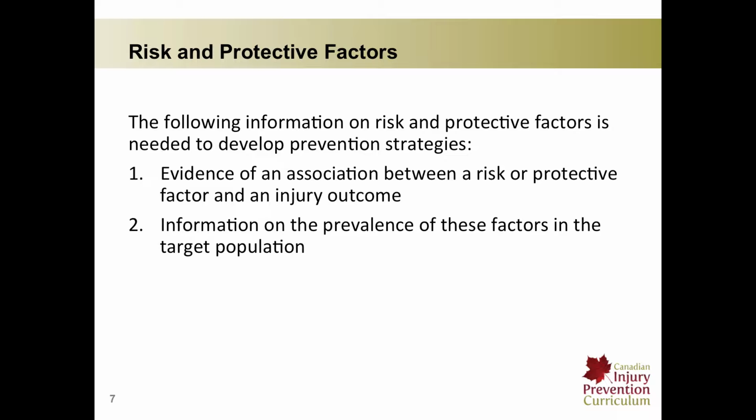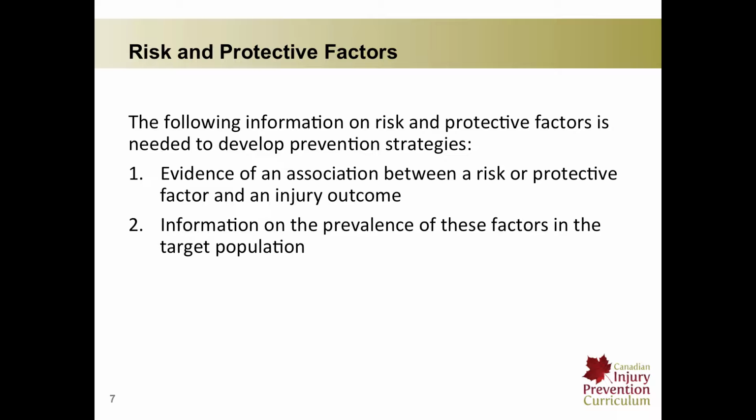Evidence on risk and protective factors is necessary for the development of effective prevention strategies, and 2 types of information are needed. 1. Evidence of an association between a risk or protective factor and an injury outcome, and 2. Information on the prevalence of these factors in the target population. Consider the risk and protective factors from the previous activity.